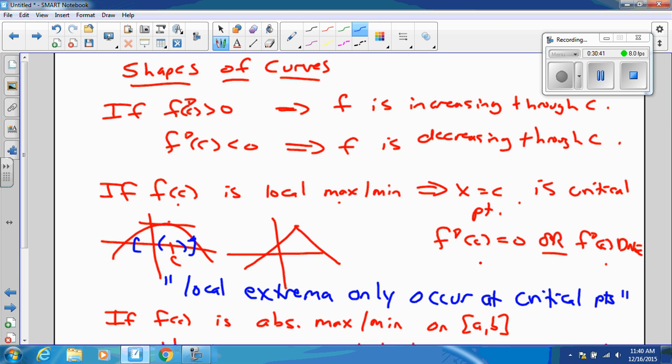Critical point. Either f prime of c is 0 or it does not exist. Does it go the other way? No. If f of c is an absolute max, what do I know? x equals c is a critical point or an endpoint. And that's it.